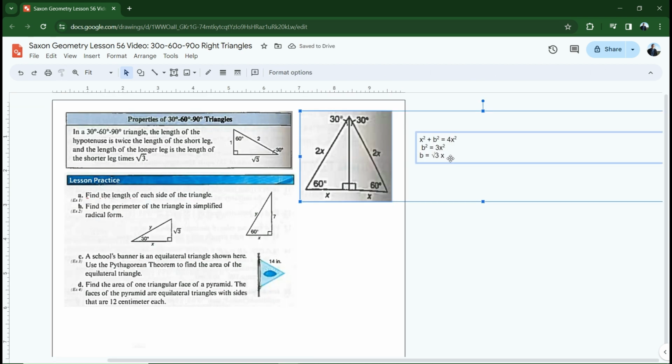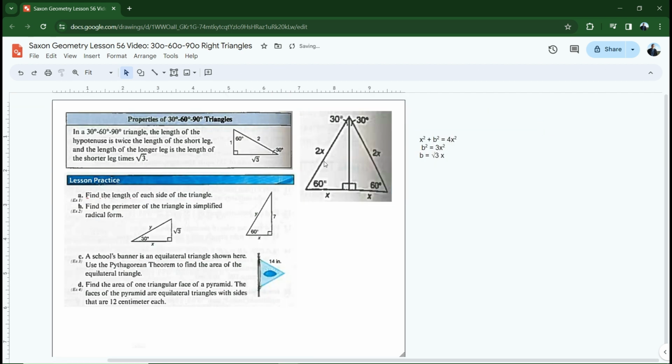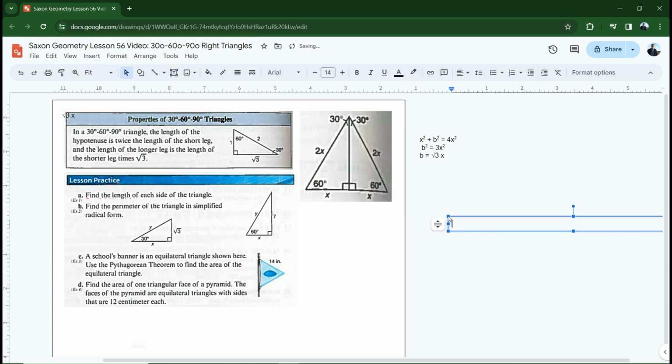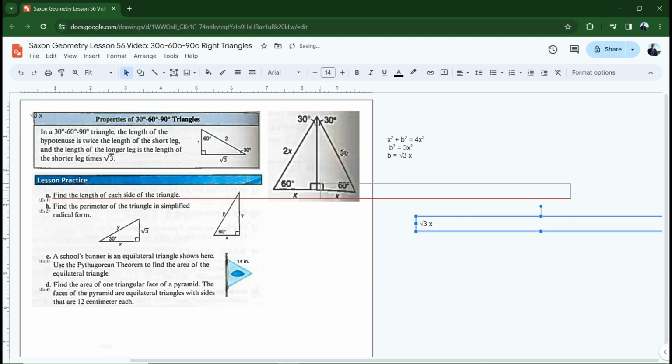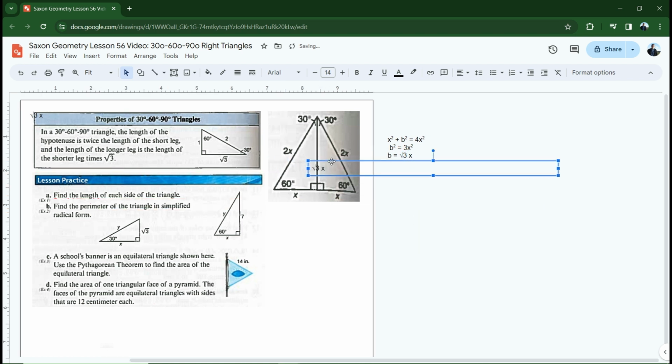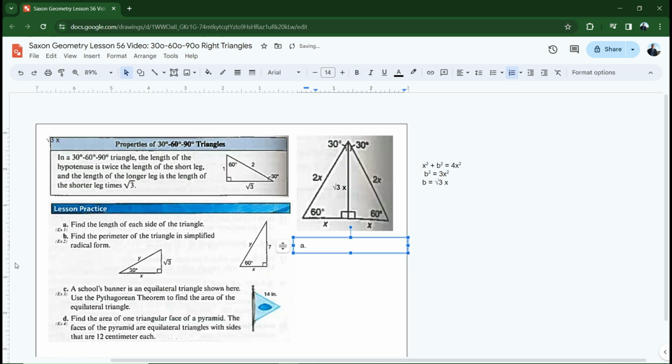Let me just copy this down here. Those are the sides of my triangle. There we go. Square root of 3x, we'll put that inside so we can see it and make it bold so it pops out. There it is. So here's how this works. Anytime I know one side of a 30, 60, 90 triangle, I can figure out the lengths of the other sides exactly. Let's practice this by working the practice problems.